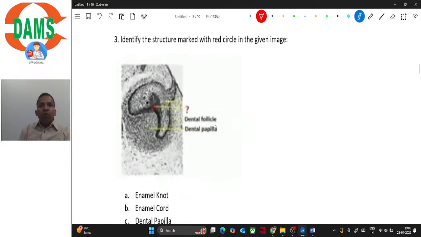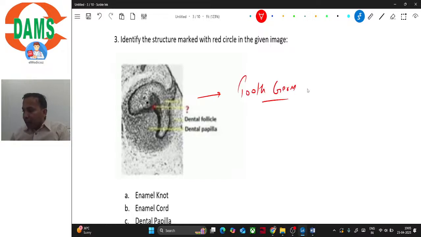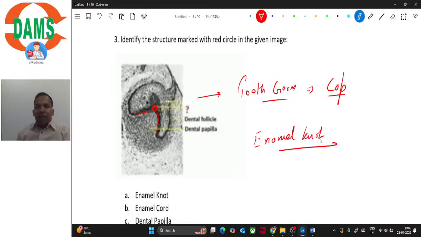The next question was to identify a structure marked with the red circle in the given image. As you can see, this is the image of a developing tooth germ, and the stage is cap stage, isn't it? In the cap stage, we see certain temporary structures, and this red dot is marking one such temporary structure. As you can see, it is close to the inner enamel epithelial layer. And what is this red structure? It is nothing but the enamel knot, isn't it? Enamel knot.